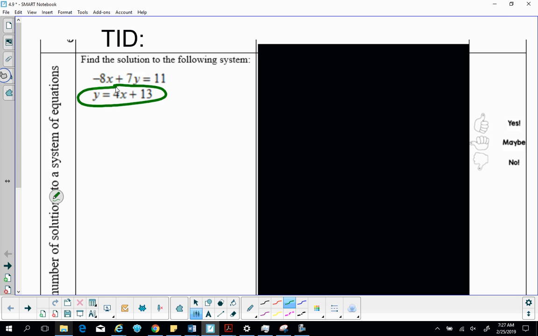Remember, if both equations are in standard form, which means x and y are on the same side, then I would use elimination. But when there's already a variable by itself, I'm going to use substitution. So what you should have done is write the first equation and notice that there's a y in that equation.